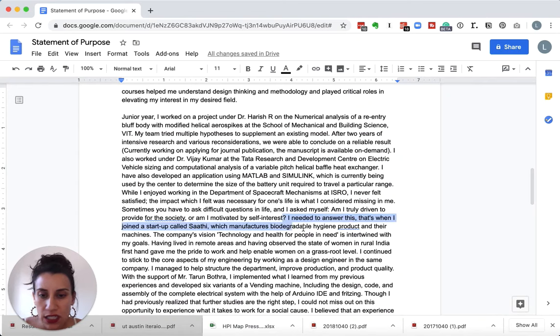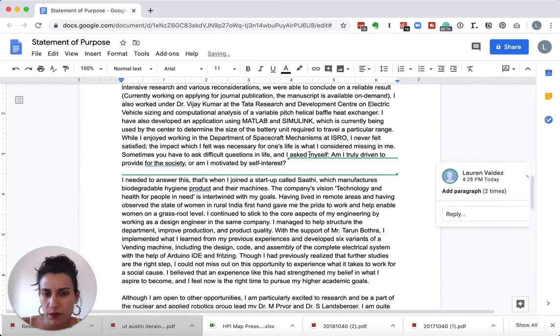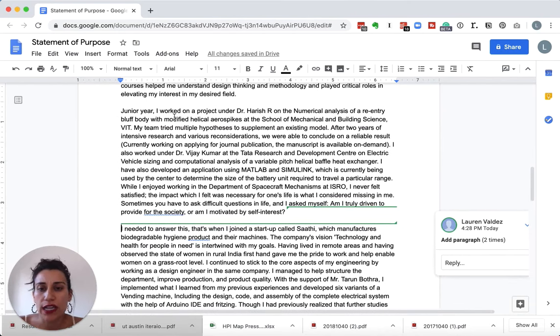So this to me would be a good break for a new paragraph, because this paragraph's really long. Okay, so something else in this paragraph.